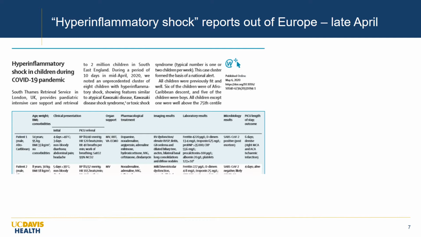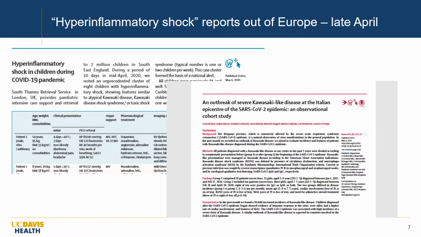However, despite those initial reports where we all felt really good that children fortunately were being spared from morbidity and mortality, starting in late April, we started to see these reports coming out of Europe. And this was one of the first publications of this hyperinflammatory shock syndrome. This report was from the UK, and then subsequent to that, we had another report out of Italy that described an illness which seemed to resemble severe Kawasaki disease.